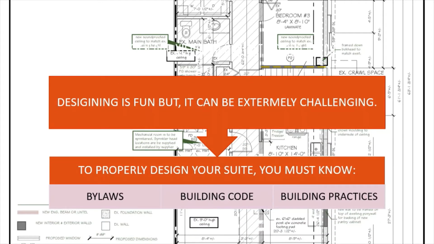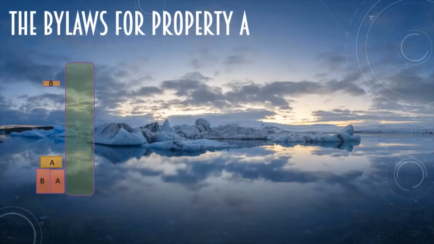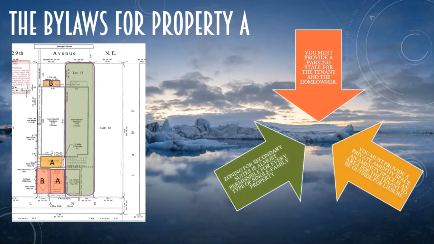Designing is fun, but it can be extremely challenging. To properly design for your suite, you must know bylaws, building code, and building practices. The bylaws for property A, first focus is parking. So we have to provide a parking stall for both the tenant and the homeowner. Next, we can look at the amenity space.